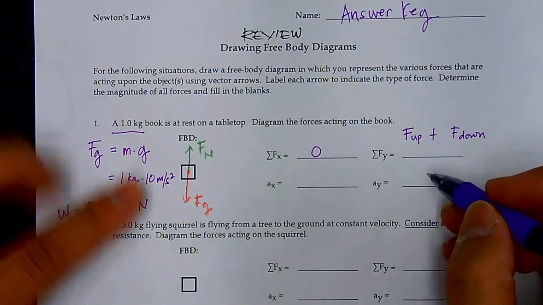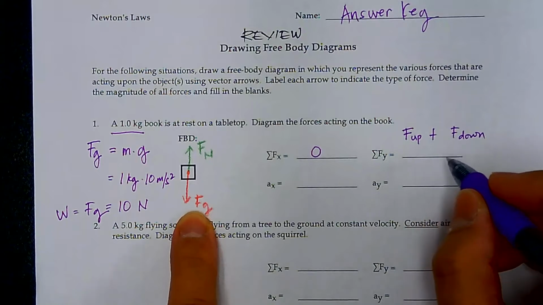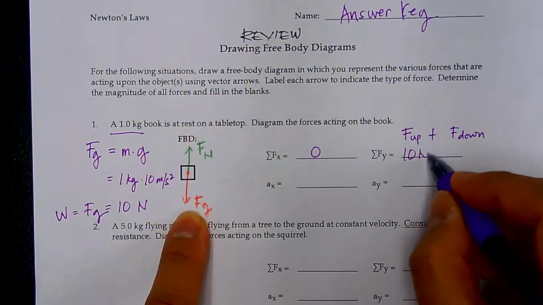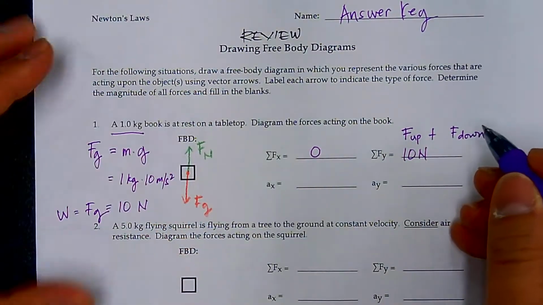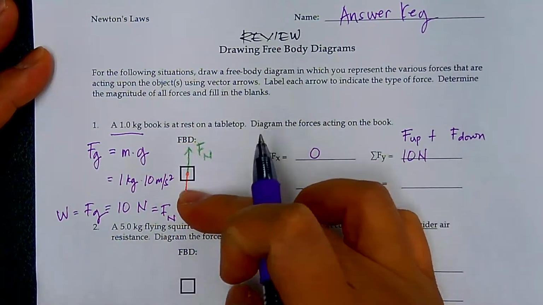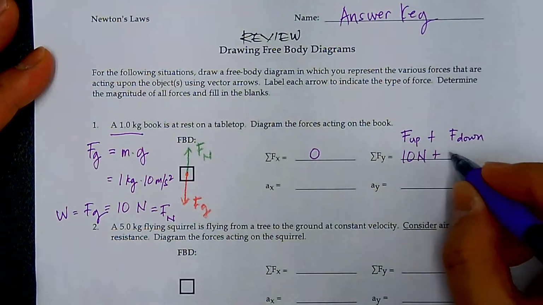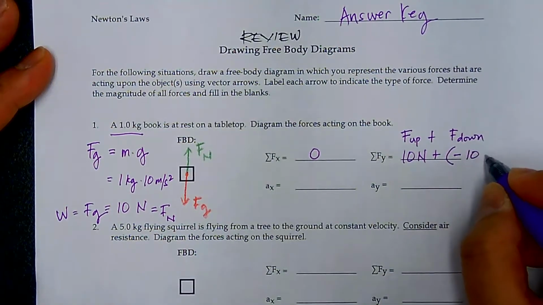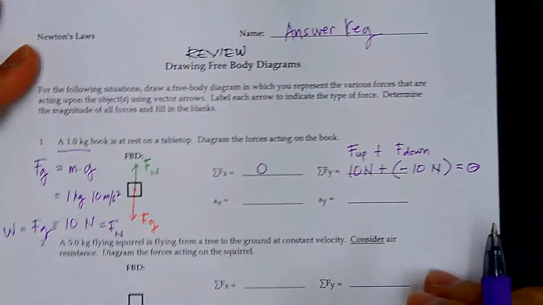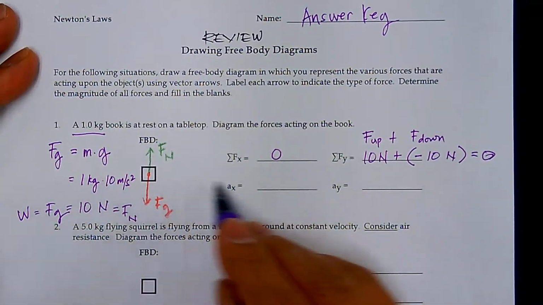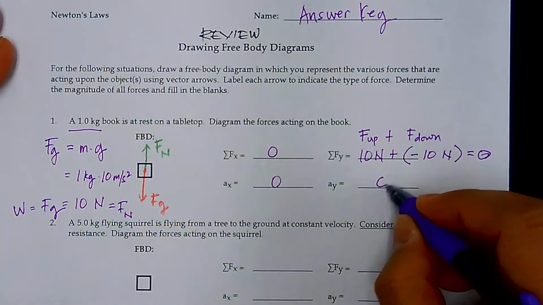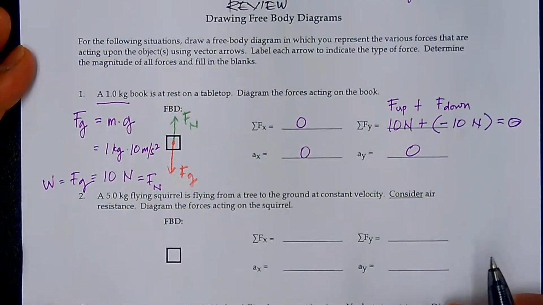So the force up is 10 newtons as well, because it has equal magnitude to the normal force, since they are perpendicular to the surface. And then the force down is negative since it's going down, and that gives me 0. Is the object accelerating on the x? No, 0. Is the object accelerating on the y? No, 0.